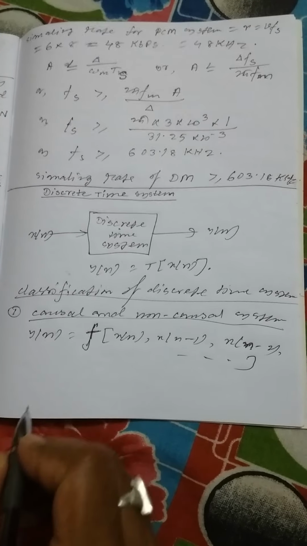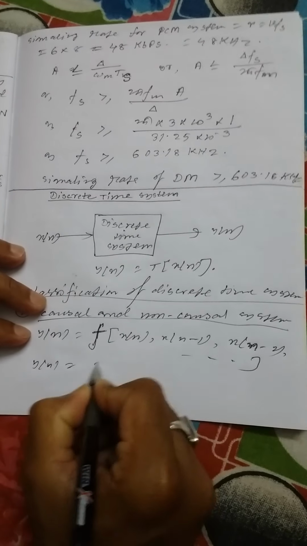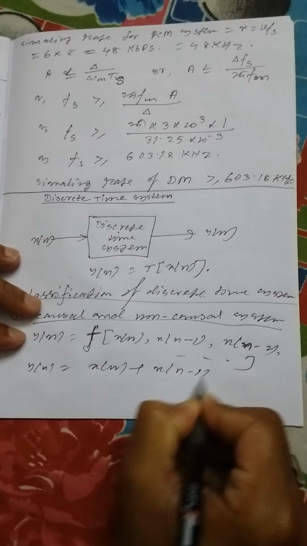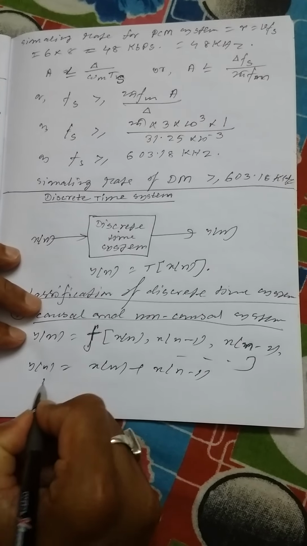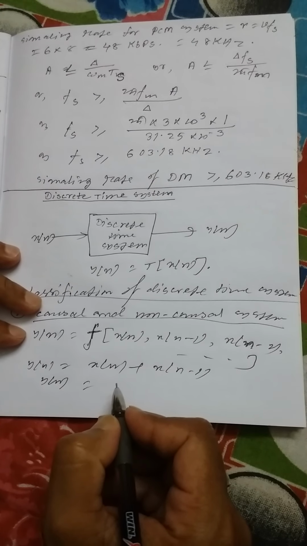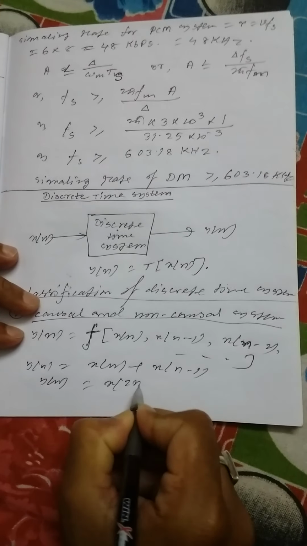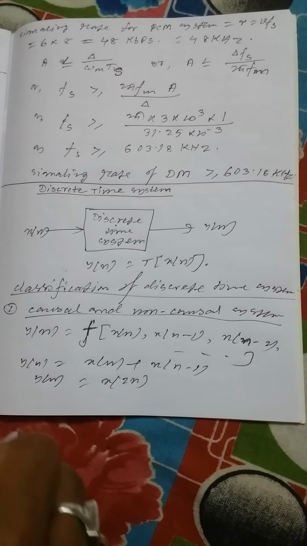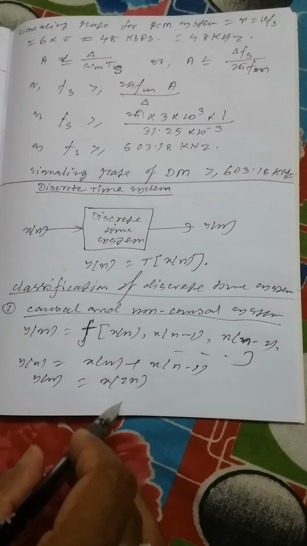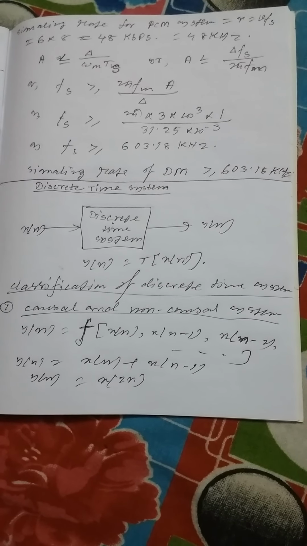An example of a causal system is y(n) equal to x(n) plus x(n minus 1). So this is a causal system. And an example of a non-causal system is y(n) equal to x(2n). So this is a non-causal system. It depends on the future inputs. So it is a non-causal system or anti-causal system.